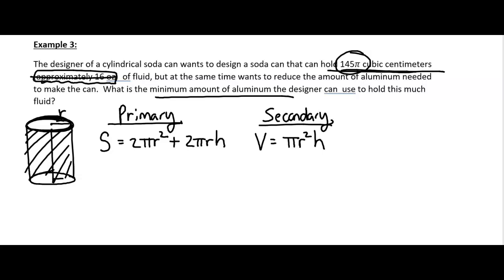Matter of fact, if you were actually taking the AP exam, they might just give you these formulas. I'm not sure. I won't be throwing anything at you on your test where you have to create stuff this much off the top of your head. I will, and if it is that complicated, I'll at least give you the formulas so you know what they are. But anyway, there you go. The primary equation is the surface area. The secondary equation is the volume, and we know the volume is 145 pi cubic centimeters. All right, so now we're ready for step 3, which is substitution.